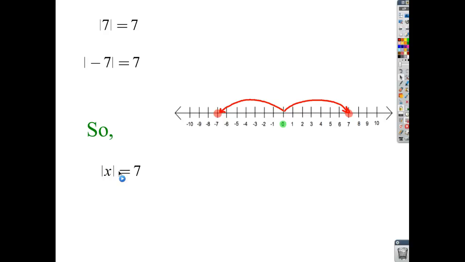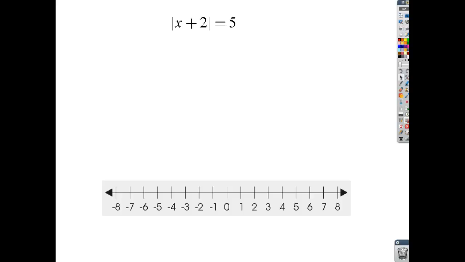Now what happens if I say the absolute value of some number x is 7? Then what values are going to work for x? I'm asking what is 7 away from 0. Well, +7 is obviously 7 away from 0, right? But -7 is also 7 away from 0. So if the absolute value of x is 7, my solution is either +7 or -7, because both of these are 7 spaces away from 0.